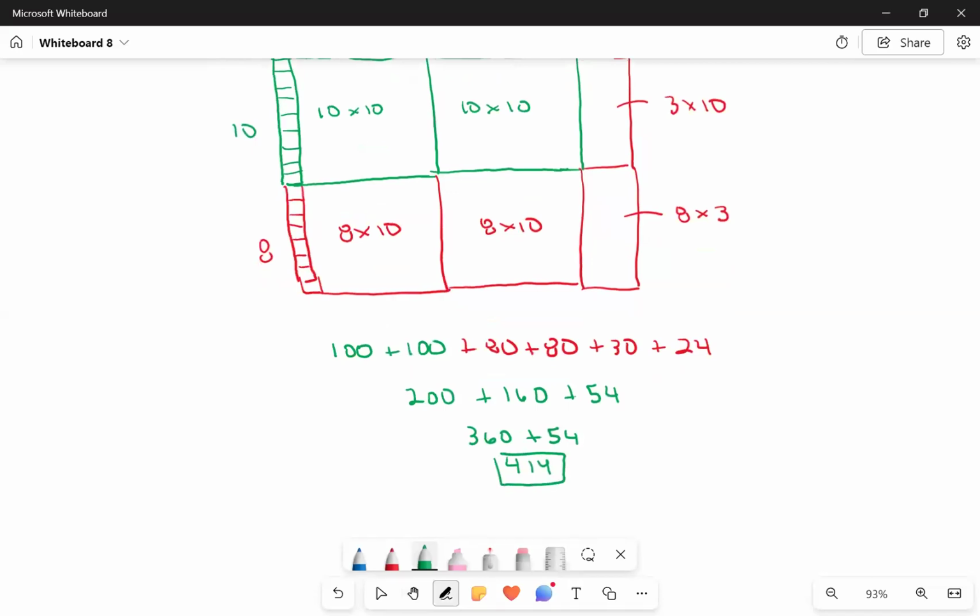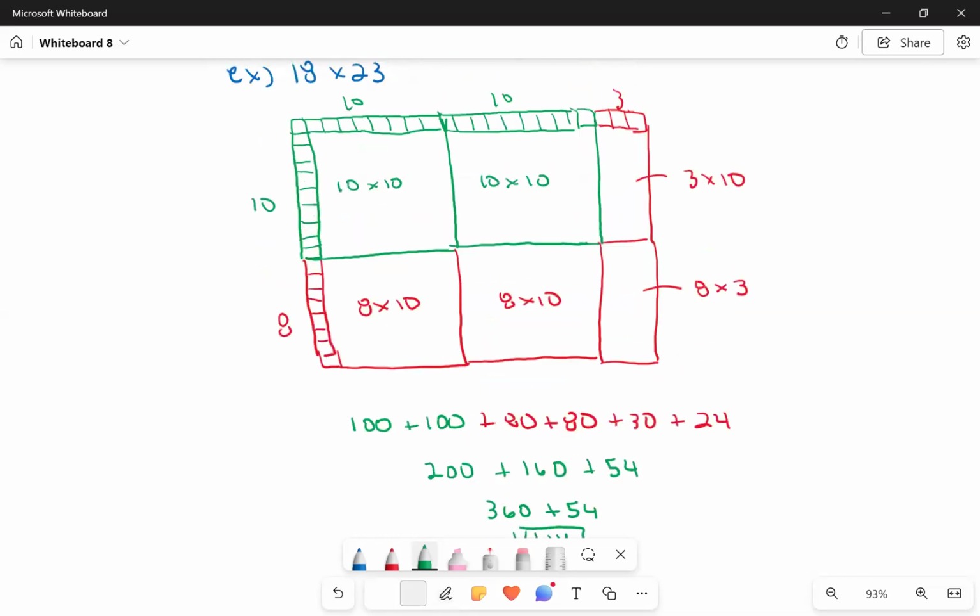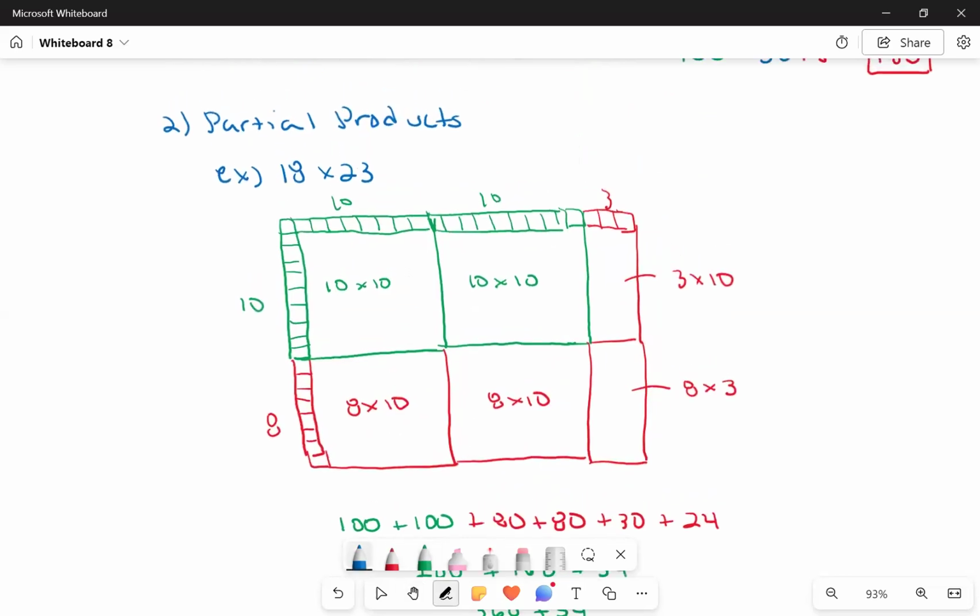And there we go. So you're taking something that's a little bit more complicated and you're breaking it into multiplications. So let me write that down. We are breaking it into smaller multiplications. That's the idea, with partial products.